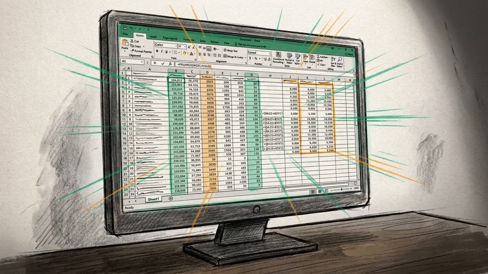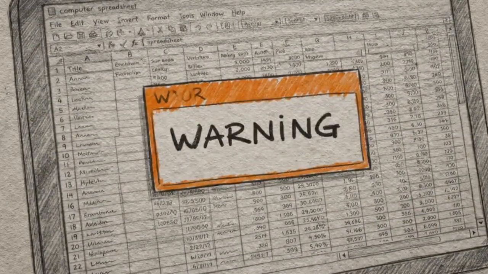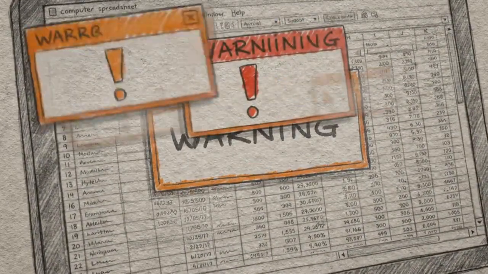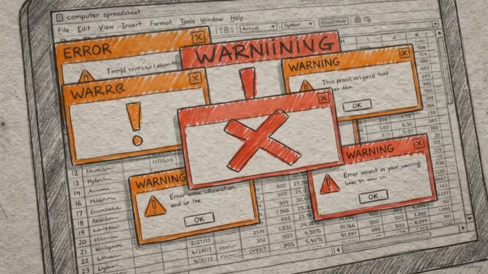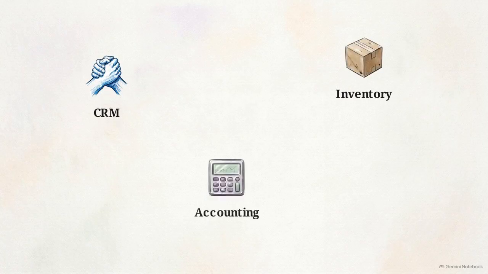Most small businesses start out running on familiar, free spreadsheets. But as your operation grows, you reach an inevitable breaking point, where version conflicts and manual data entry errors start costing you real money. The usual fix is to adopt a patchwork of specialized software, a CRM over here, an inventory app there, and a separate accounting tool.